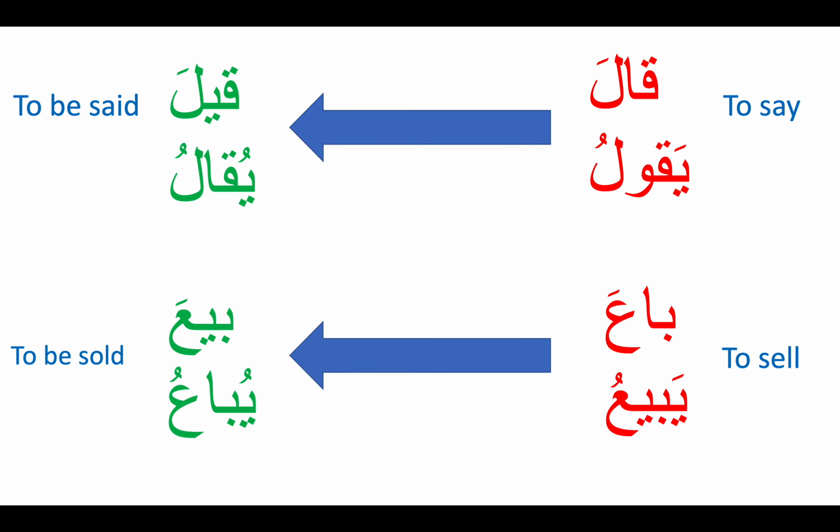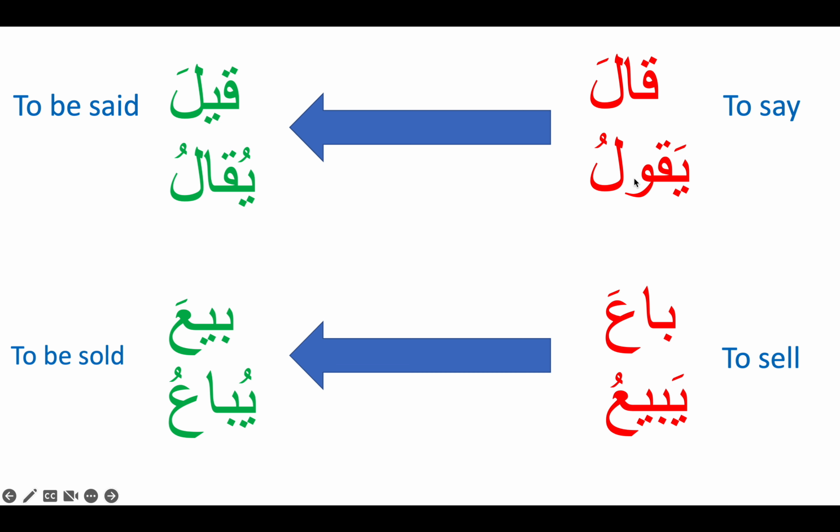So here we have our verb قال in the past and يقول in the present, which means to say. If we want to put this verb into the passive, then this is what happens. If we want to say to be said, قال becomes قيل. Okay, so the alif is replaced by a ya. So قيل means it was said.